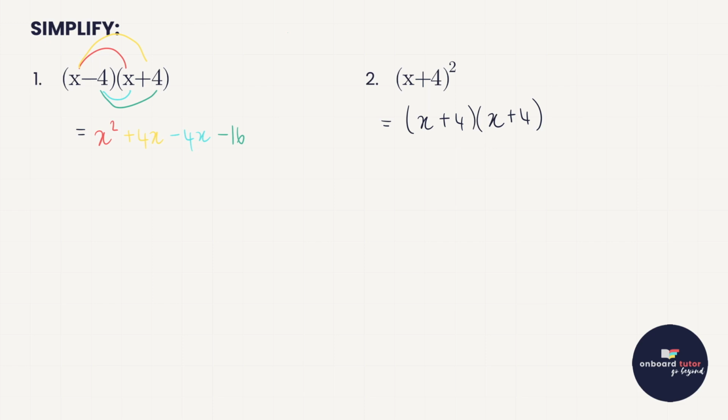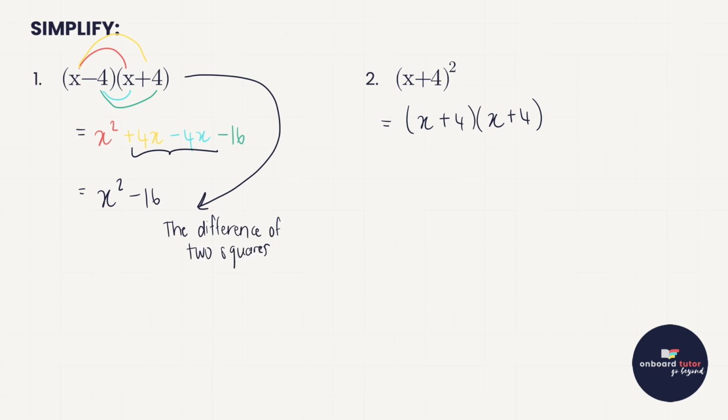So what do you notice here in the middle, grade 10s? A plus 4x minus a 4x. So that leaves us with x squared minus 16. And if you remember correctly from grade 9, this was known as the difference of two squares. So when I have a square, x squared, and a square, 4 times 4, I could factorize that into x minus 4, x plus 4.